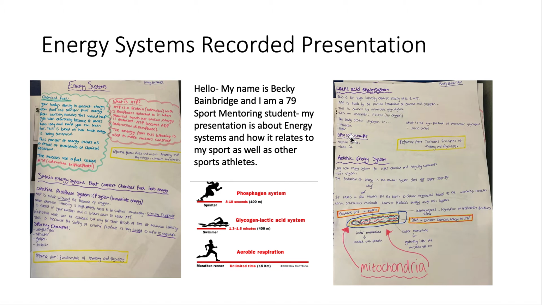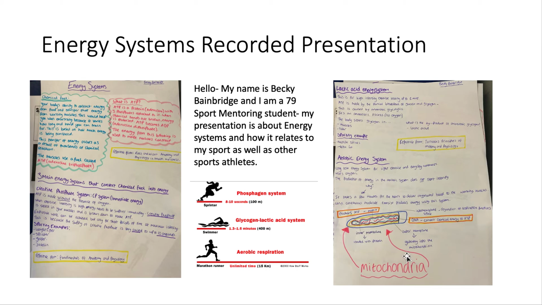She'd also provide sporting examples for both. So she's provided sporting examples here and sporting examples here. Once she's spoken about those two areas, she's going to move on and she's going to speak about the aerobic energy system. And she might even mention this really interesting stuff about the mitochondria here.